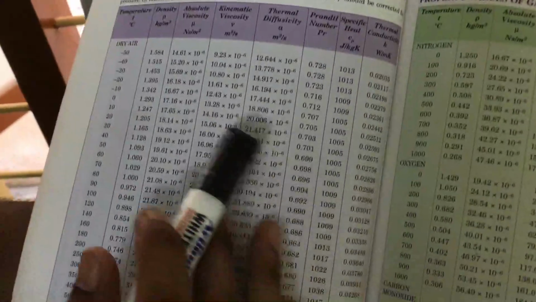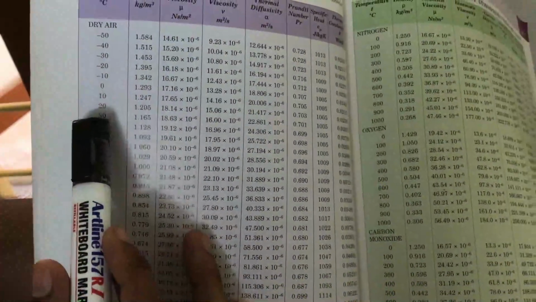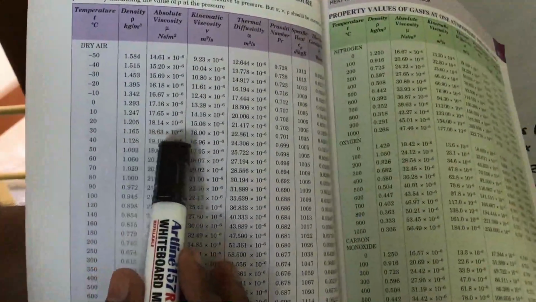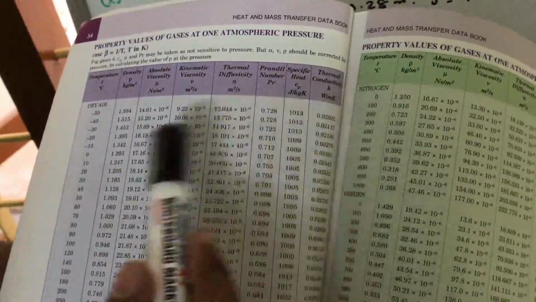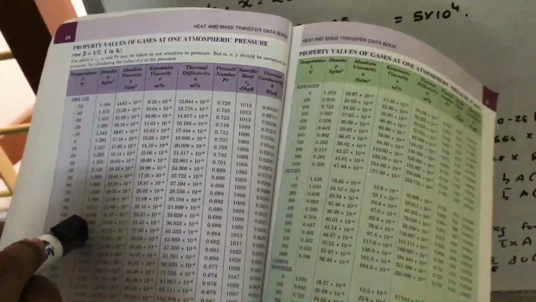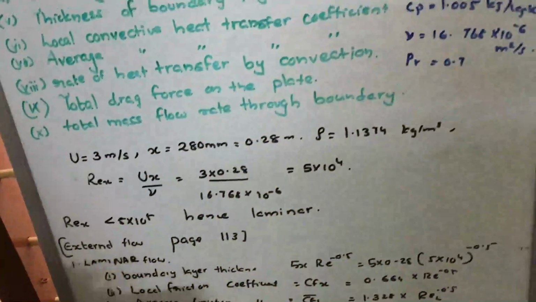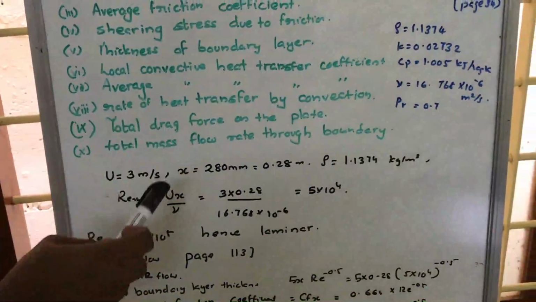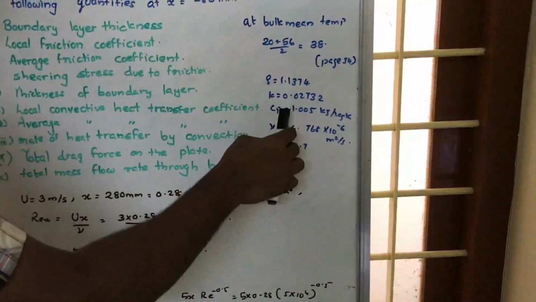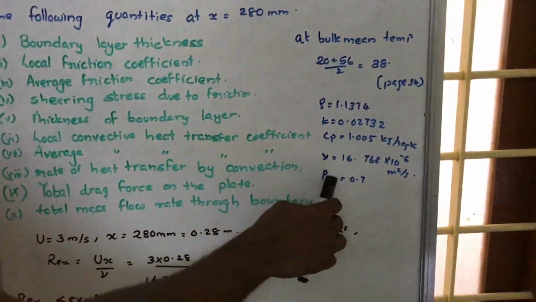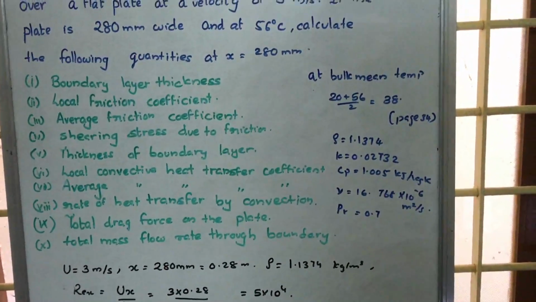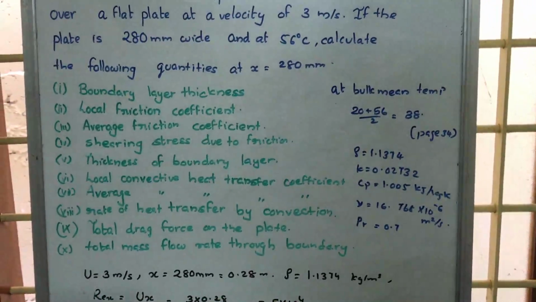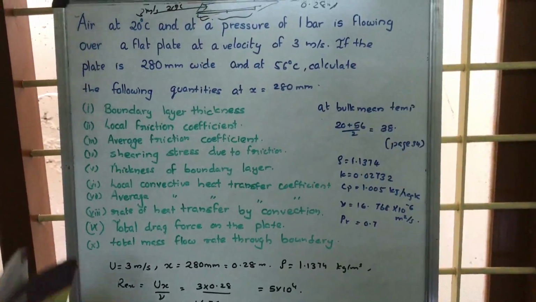So here, for each temperature we are able to get density, absolute viscosity, kinematic viscosity, and all those things from this table. In our question, at 38 degrees, rho, k, Cp, and the Prandtl number are given. In some cases they may not give these values, so we should take them from page number 34.